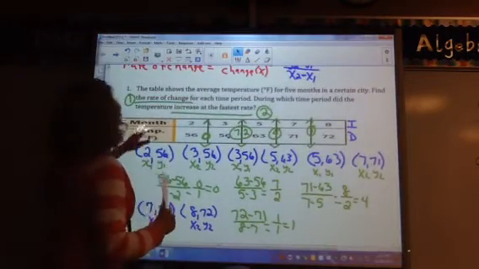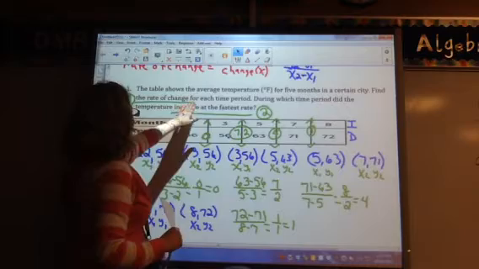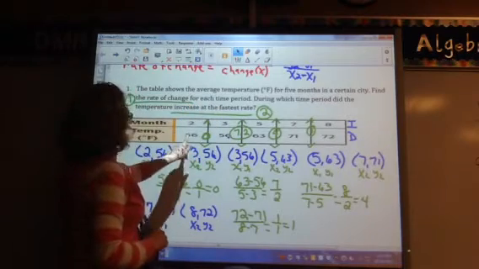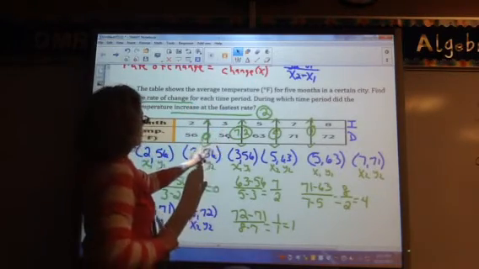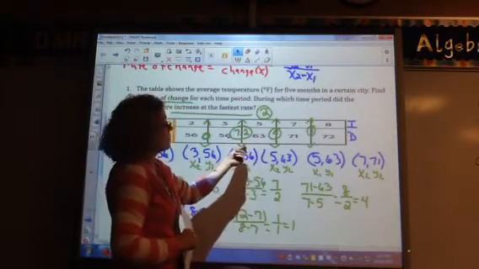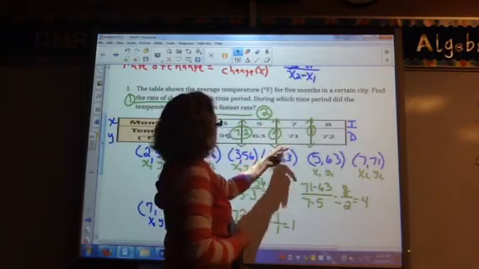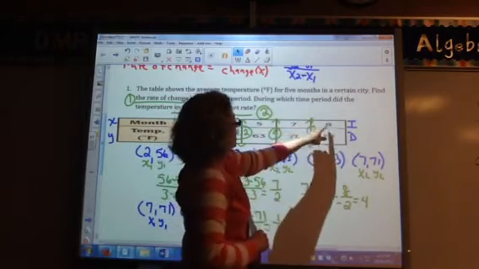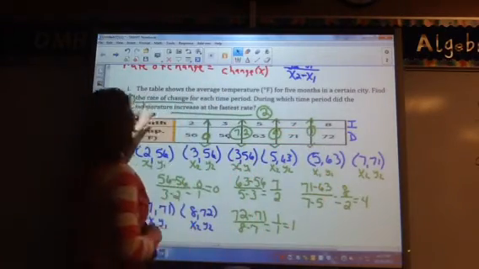Okay, so let's go back up here. Find the rate of change for each time period. I did that. From the second month to the third month, it was 0. Third month to the fifth month, it was 7 over 2. Fifth month to the seventh month, 4. Seventh month to the eighth month, 1. Okay, so we did the first step.